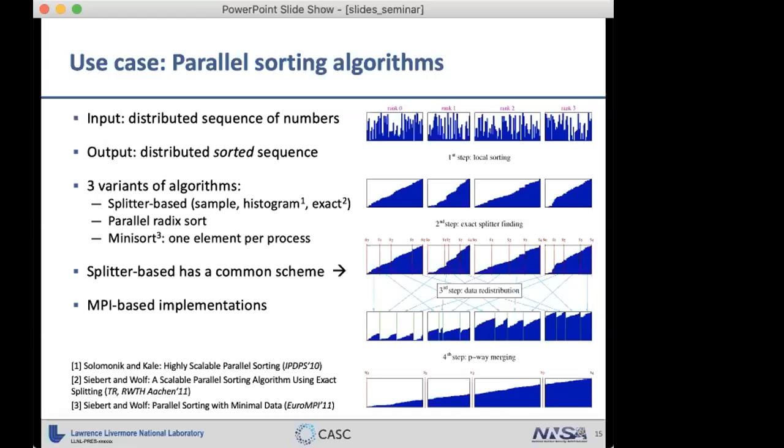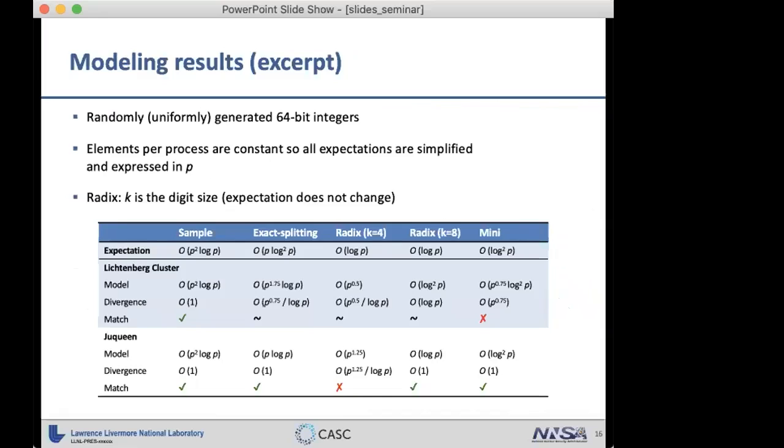And then there's also parallel radix sort, which is like a normal radix sort but runs in parallel, and minisort, which is a very special case with just one element per process. All the implementations we used in this use case were based on MPI. We ran it on the Lichtenberg cluster and JUQUEEN.